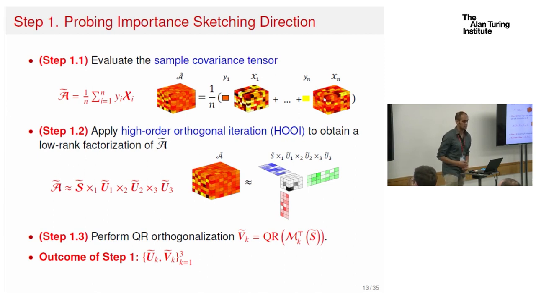There are a number of algorithms, but the one that we use that we think works pretty well is the higher order orthogonal iterations. It spits out the Tucker decomposition. I'll talk a little bit more about this shortly. And so then we get these low dimensional representations: these matrices U1, U2, U3, and then these other matrices which are related to the core tensor.